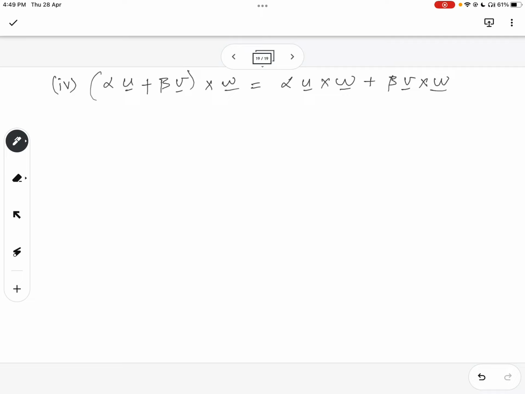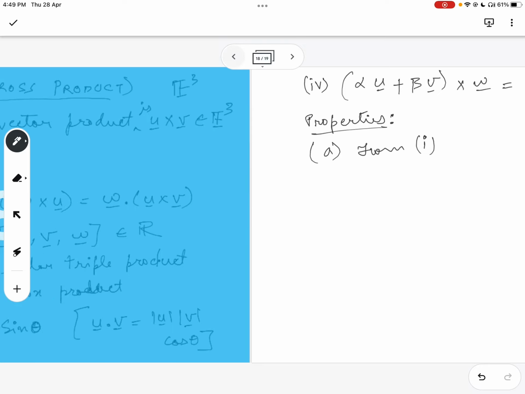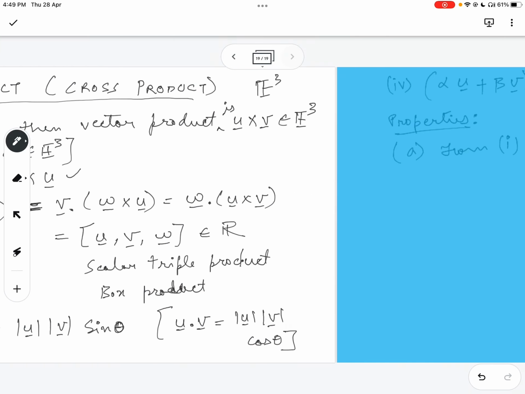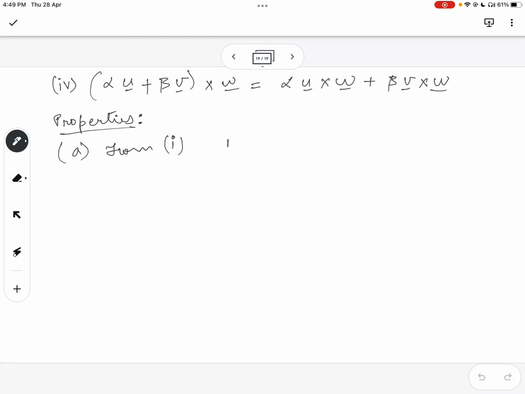We'll look at some interesting properties and features of the cross product. The first one, from rule 1, is that if we take v to be the vector u, then u cross u is equal to minus of u cross u. This implies that u cross u is 0.